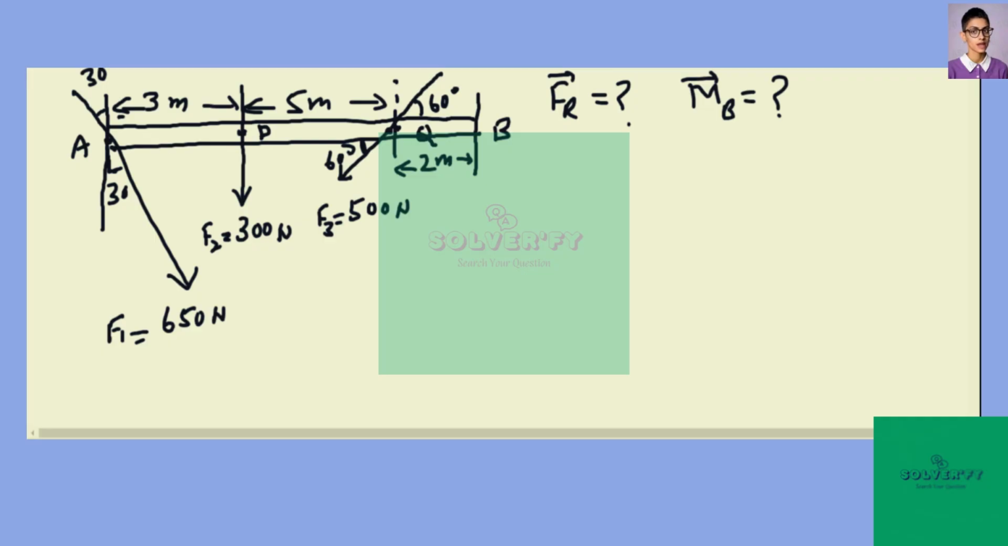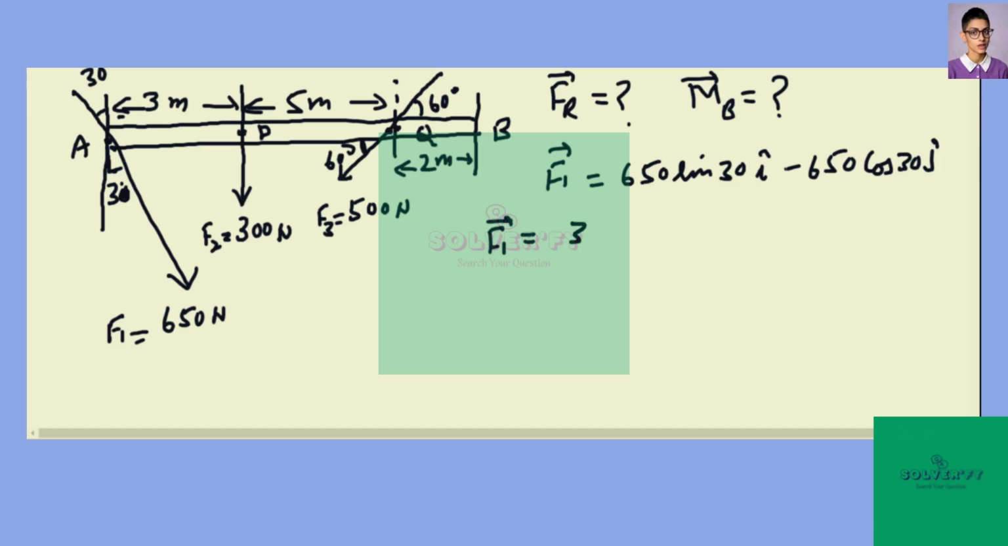Now we will resolve the force F1, F2 and F3 into its component. F1 force making 30 degree angle with vertical. So its X component will be 650 sine of 30 i cap plus, this would be negative because negative y axis, so minus 650 cos of 30 j cap. So F1 force in components form can be written as 325 i cap minus 563 j cap Newton, marking this equation to be 1.